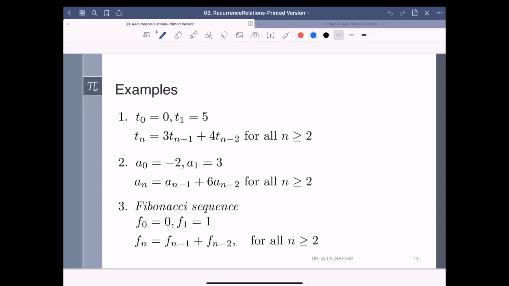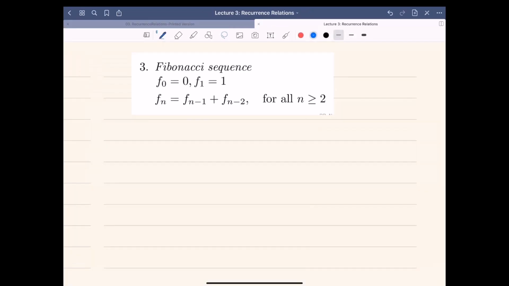Our last example is the Fibonacci sequence. So we would like to find the closed form equation for the Fibonacci sequence. Like what we have done before, rewrite the recurrence relation as Fn minus Fn-1 minus Fn-2, which is equal to 0. Step number 2, you need to determine the degree of the recurrence relation. So the degree is equal to 2.